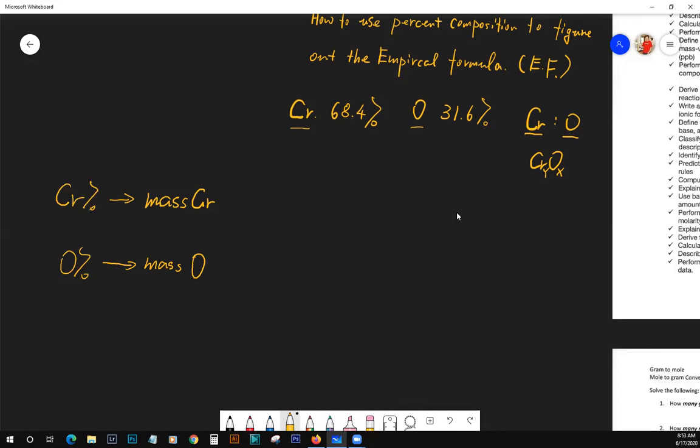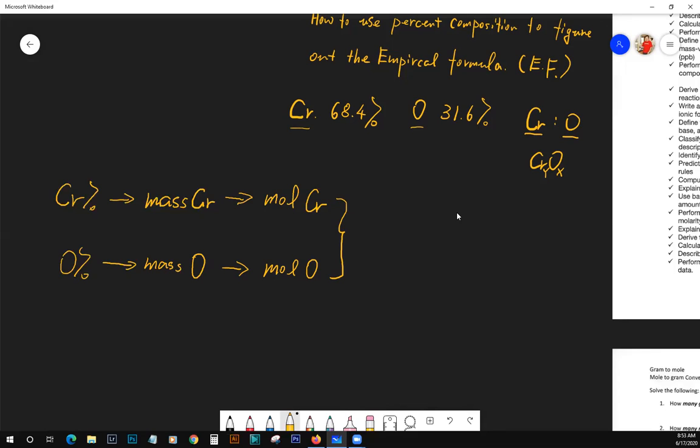Then what are you going to do? You need to convert the mass to moles. So the next part is you figure out the moles of chromium, and you also figure out the moles of oxygen, because the ratio is based on moles.